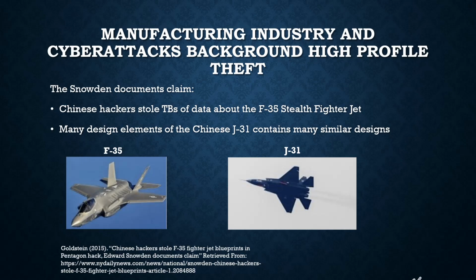There was an article that I found from Goldstein written in 2015 called Chinese Hackers Stole F-35 jet blueprints in a Pentagon hack. So the Snowden documents, according to this article, report that Chinese hackers stole literally terabytes of data about the F-35 stealth fighter jet, and many design elements of the Chinese J-31 contains many similar designs. So you can imagine being able to steal R&D funding, if the Chinese actually did this and implemented that into their design, could literally save them billions of dollars of R&D effort, and just by potentially copying another design.